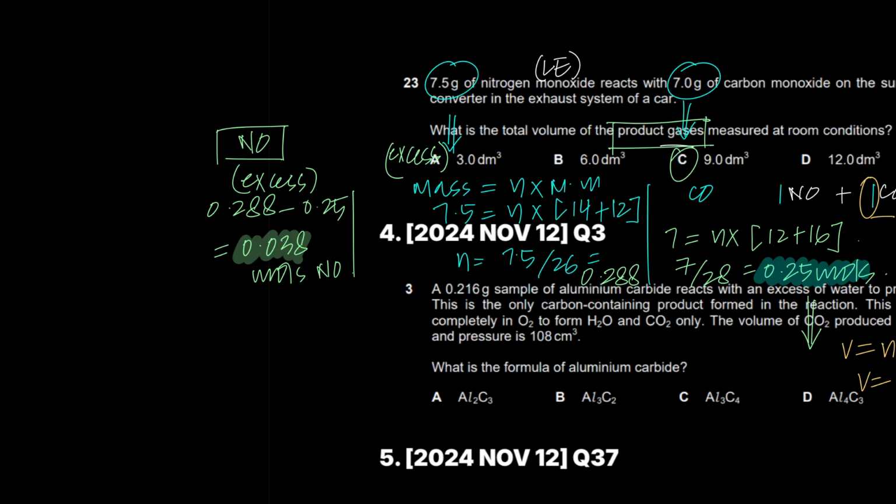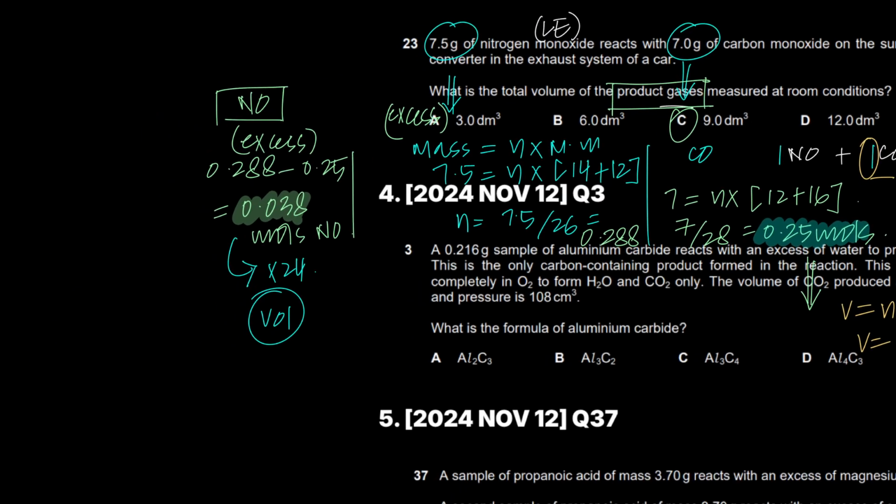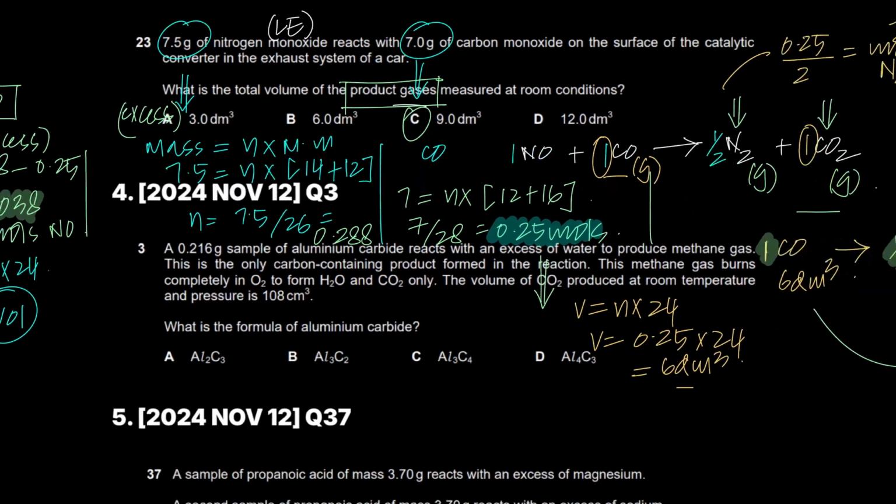So at the end of this reaction, you also have these many moles of nitrogen monoxide which are left. And when you multiply it with 24, you will also get the volume of nitrogen monoxide that's there. So if the examiner instead asked you to calculate the total volume that is left after the reaction is over, you have 9 dm cube, and you also have this much volume. So you'll have to add these two. So C is the correct option for now.